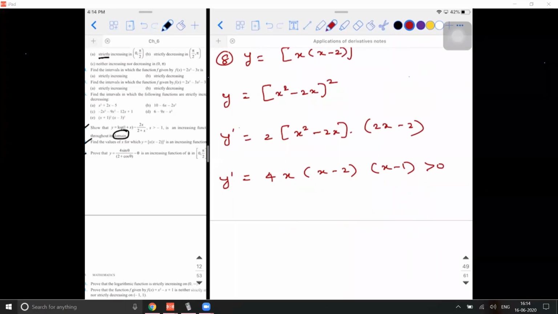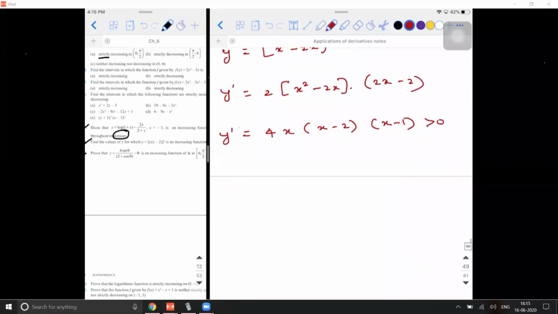But how to find the limits? Anybody with the idea? I explained the wavy curve method, right? It is an extension of wavy curve. Anybody willing to try? Even if it is wrong, it is fine. Sir, is it 0 to infinity minus 1 comma 2? Let's try.